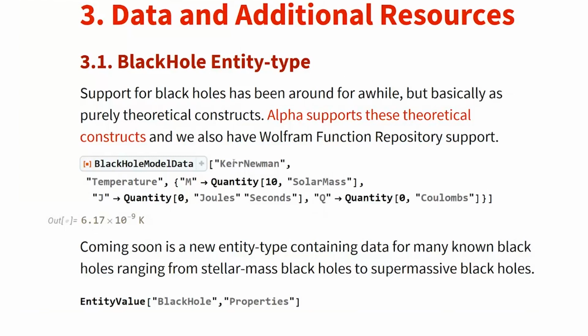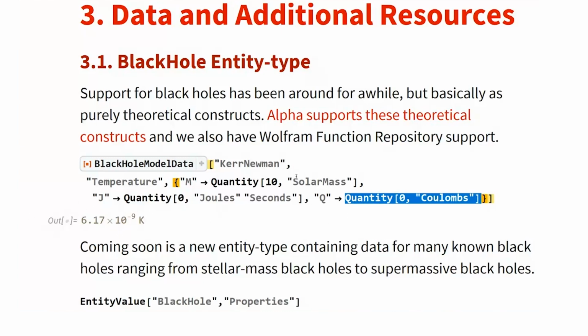So here you can see, for example, this is a Wolfram Function Repository item called BlackHoleModelData. It's for a Kerr-Newman black hole. You want to know the temperature of that black hole, and it has a known mass of 10 solar masses. Here you can see the angular momentum and the charge. So here we've got a chargeless black hole, and you can see here the temperature. So very, very cold. So this is a theoretical construct.